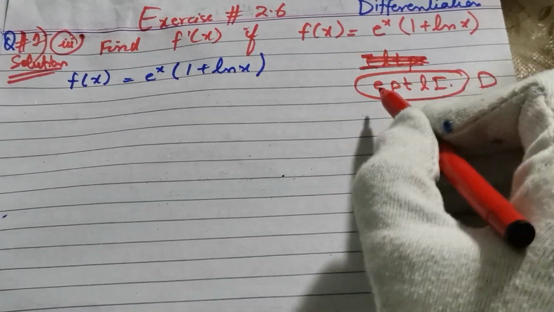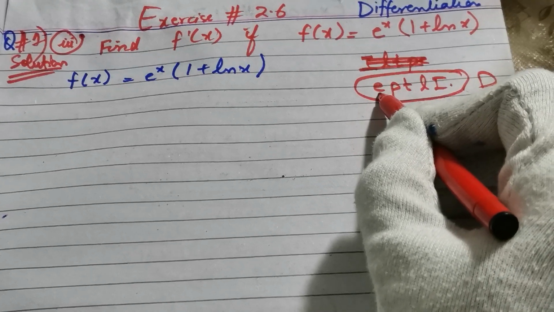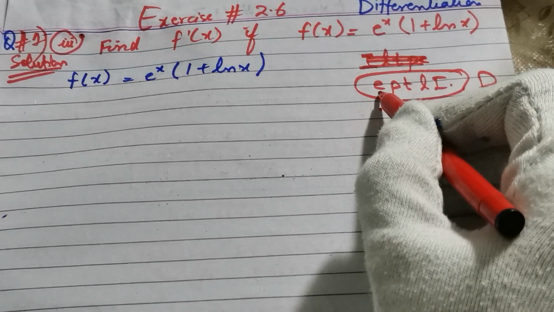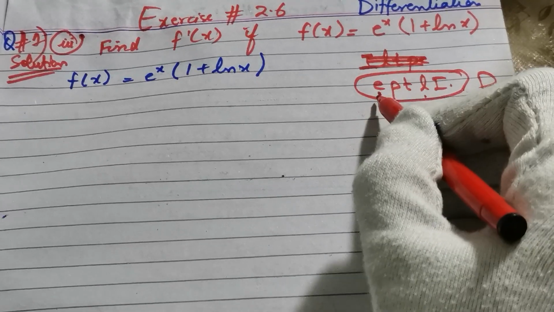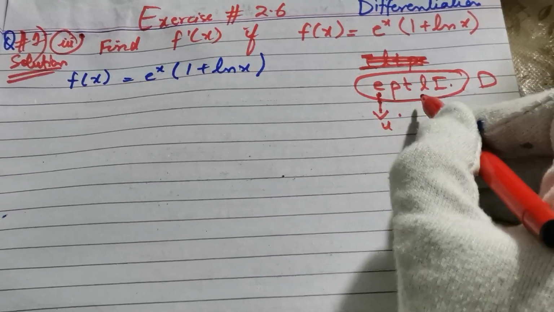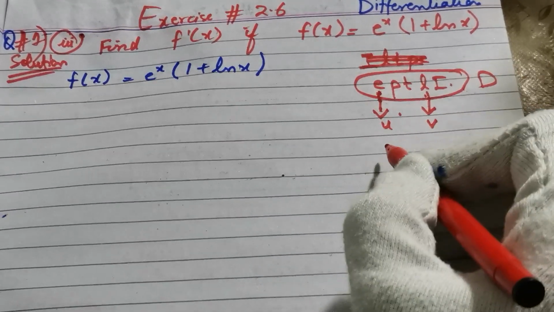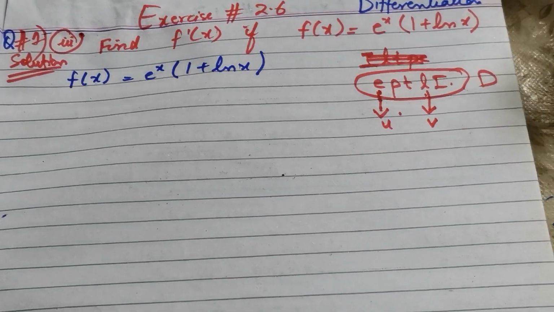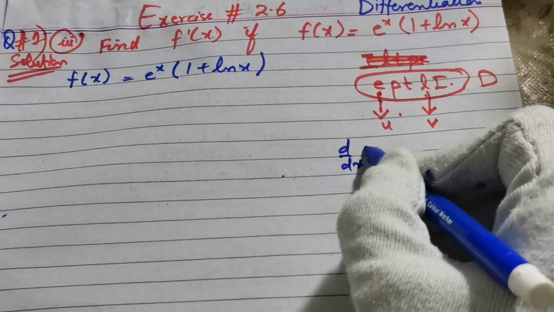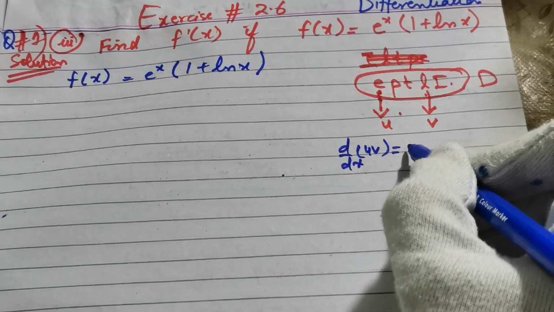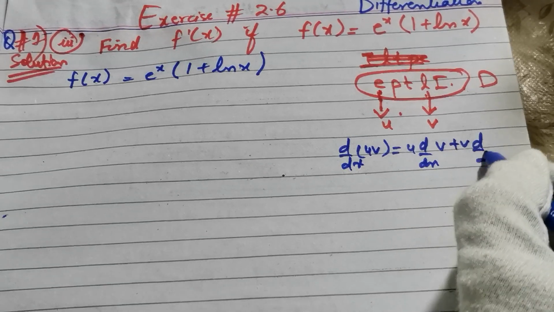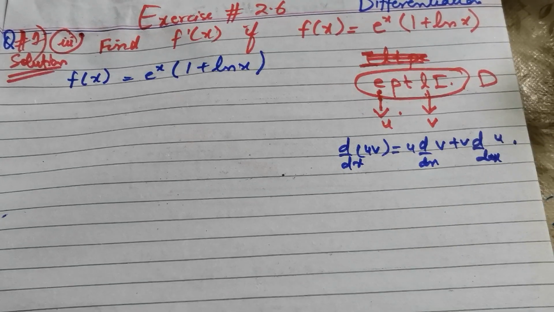In differentiation we will select exponent as u and polynomial as v. For example, if you have exponent and log, we will choose exponent as u and log as v. So exponent as u and log as v. After applying this, we will apply the product rule, and what does the product rule say? Derivative of the product is equal to u derivative of v plus v derivative of u.